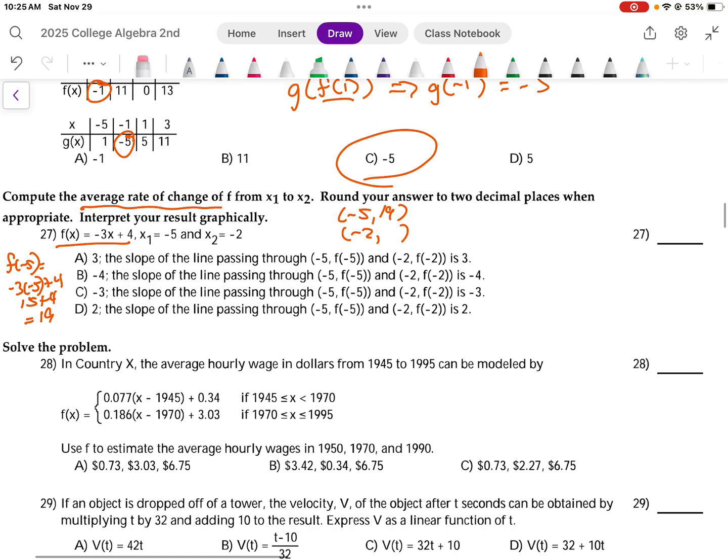And then I put the 2 in there. f of negative 2 would be negative 3 times negative 2 plus 4, which would be 6 plus 4, which equals 10.